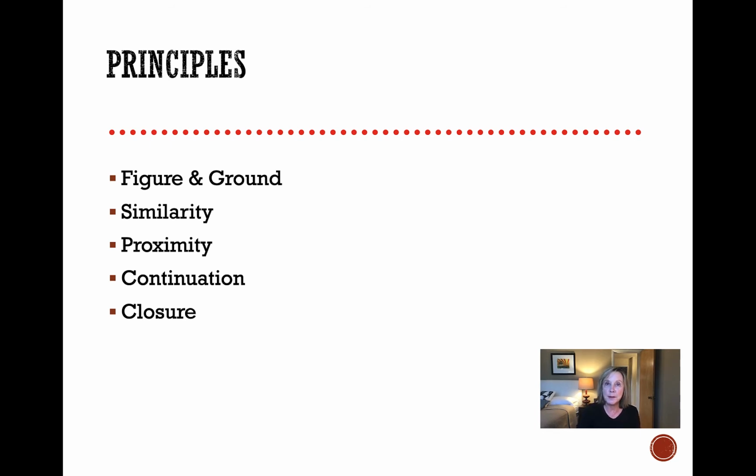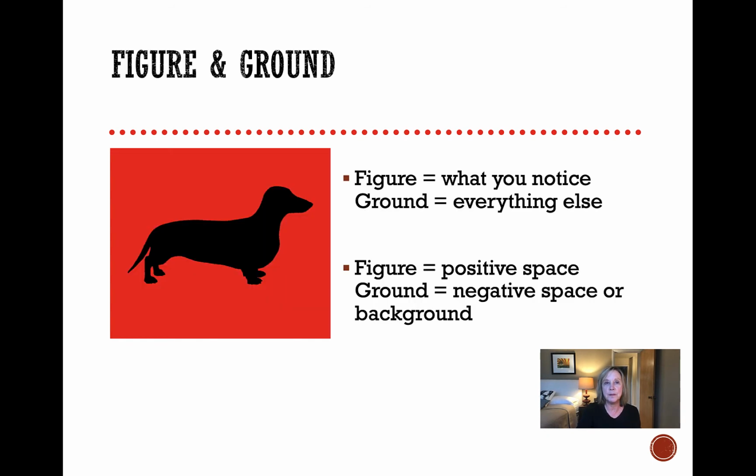We have figure ground, similarity, proximity, continuation, and closure. So I'm going to go through each one of these now with examples. Figure and ground. The principle of figure and ground.